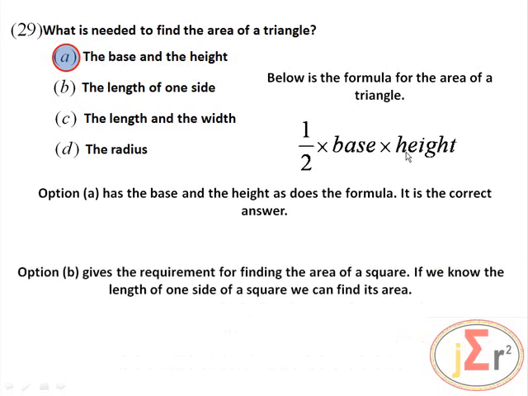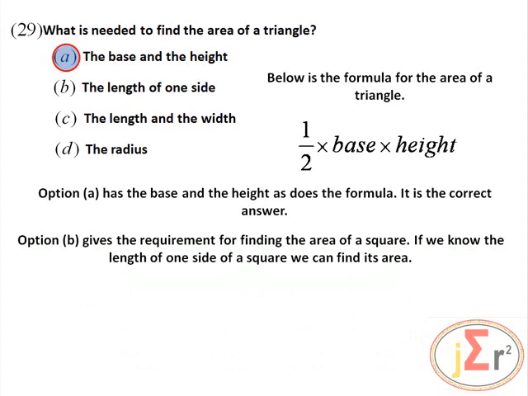But let's see what B is saying to us. Option B gives the requirement for finding the area of a square. So the length of one side is what we need in order to determine the area of a square. Why is that so, Jerry? Yes, because? Yes, that's correct. The square has all sides equal. Because all sides are equal, we only need to know the length of one side and we can find the area.